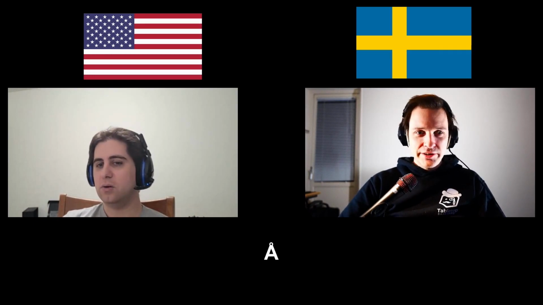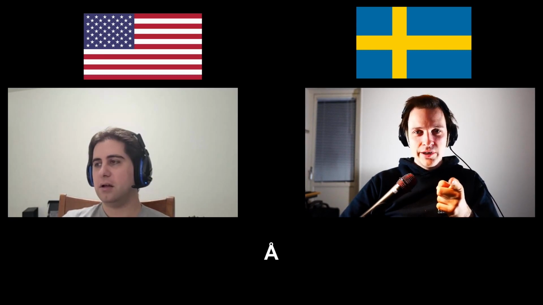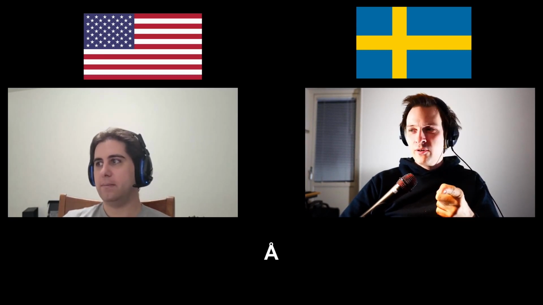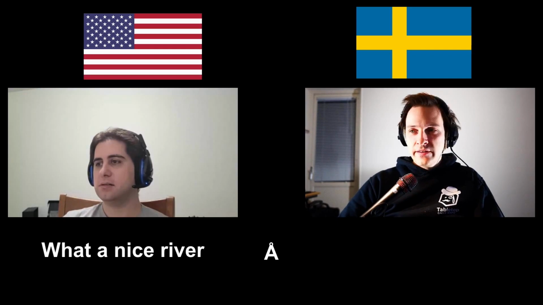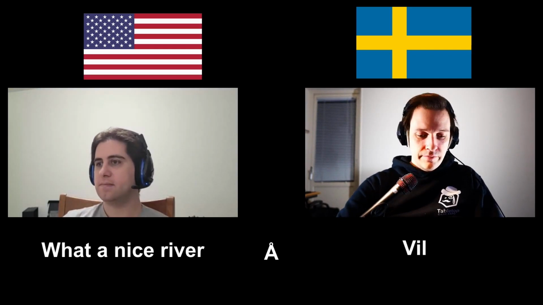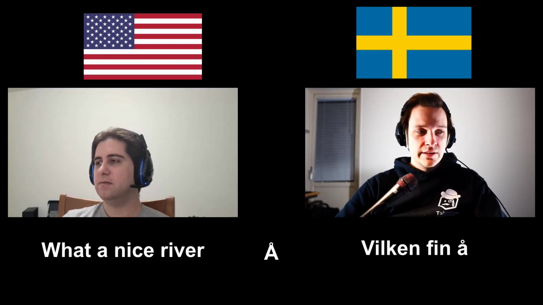Now we're here again, to the Swedish letters. Å. And that was a word too, right? Yes, it's river. So å is a river. If you write a sentence like what a nice river, which you could say in English, this is how it would be written in Swedish: Vilken fin å. What a nice river.